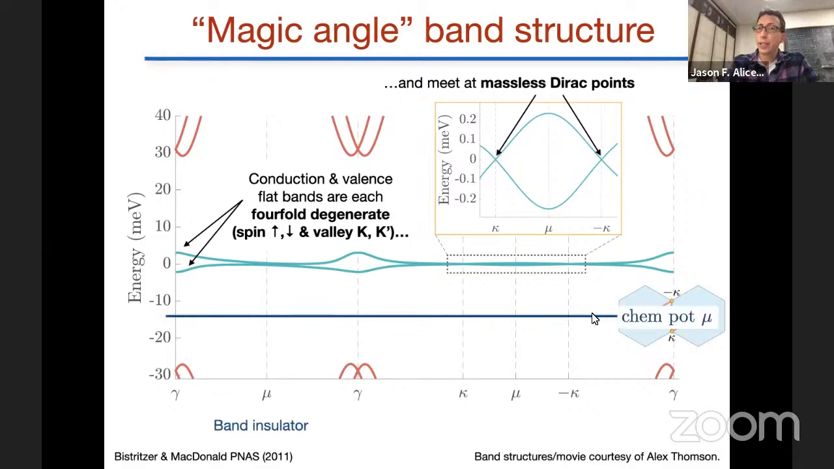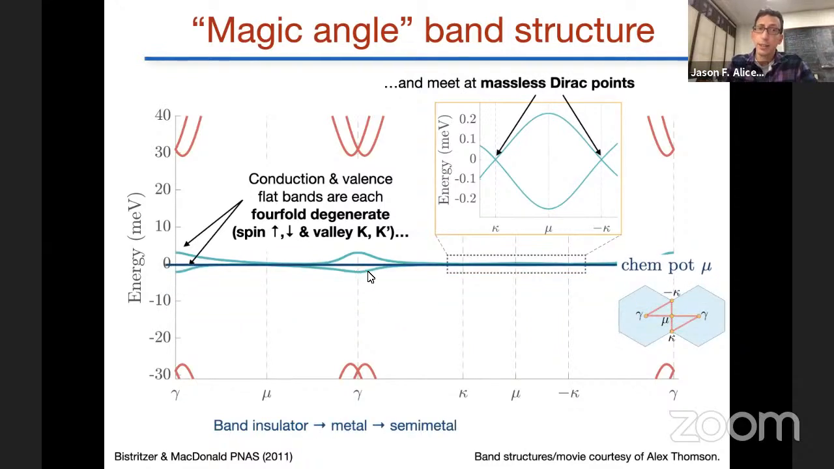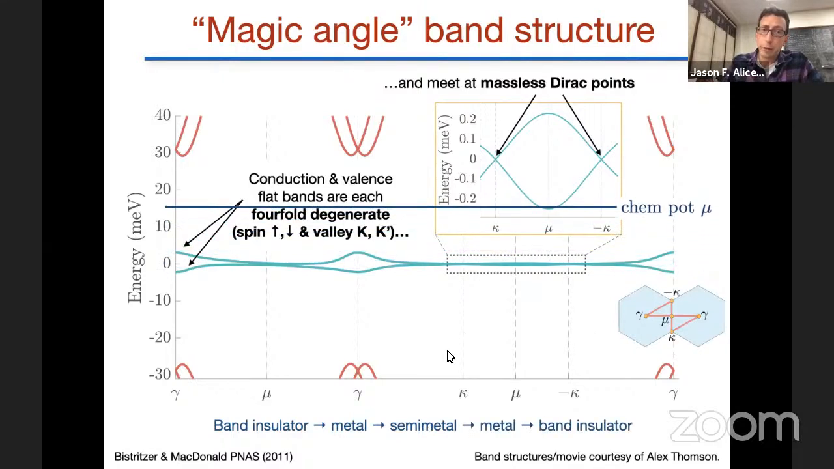So suppose that you start with your chemical potential situated here between the flat bands and the adjacent dispersive bands on the bottom side. In this case, your system just realizes a straightforward band insulator, so nothing surprising there. As you gate the system to start populating these flat bands, eventually, as the chemical potential rises, you'll start to populate some of these flat band states, taking your band insulator into a metal. And at some point, you hit the charge neutrality point at which the chemical potential slices these massless Dirac points. And then your system is just behaving like a semi-metal. Raising the chemical potential further, it takes that semi-metal back into a metal and eventually to a band insulator on the other side.